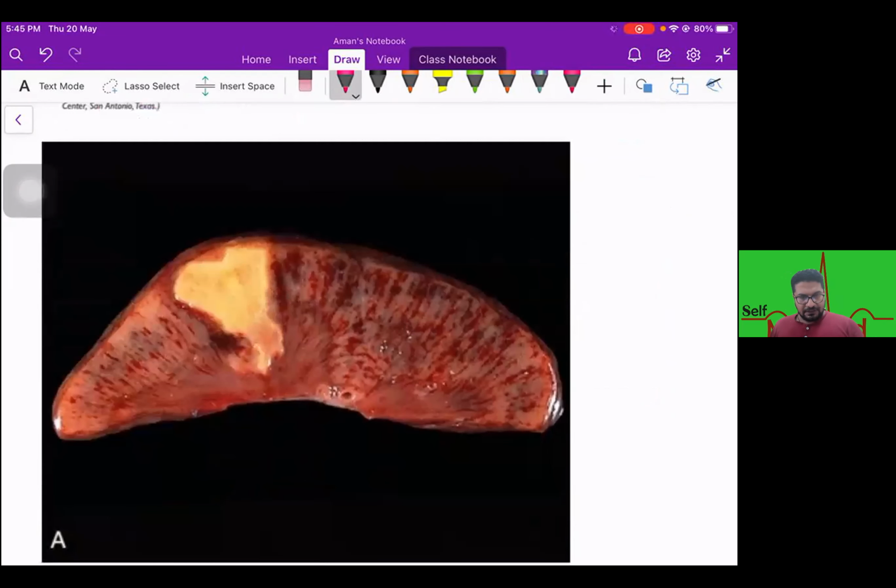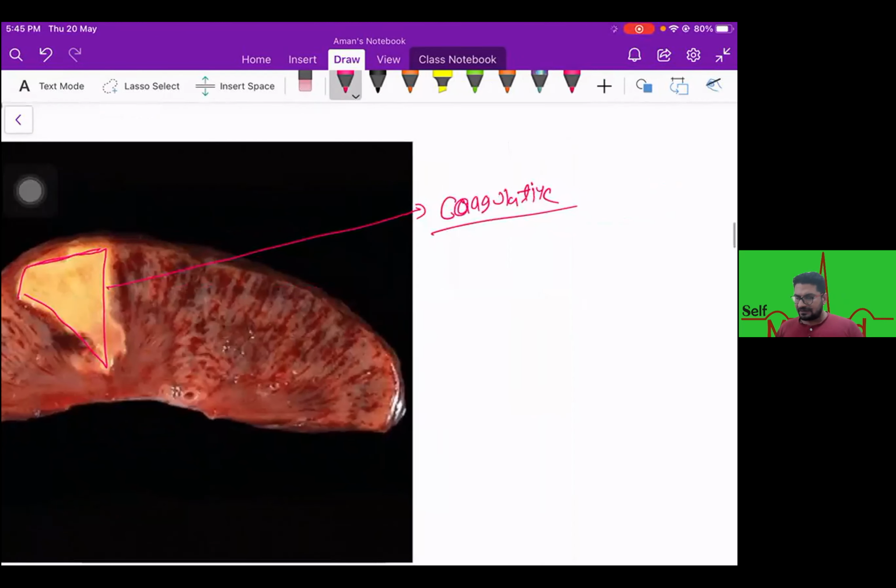Okay, then I have a typical wedge shape infarct. This typical wedge shape infarct you will see in coagulative necrosis. This is classically seen in coagulative necrosis. Extra point: this is the main necrosis, and this is the answer when you don't know the answer. So this is the principal necrosis, or I can say this is your main necrosis.